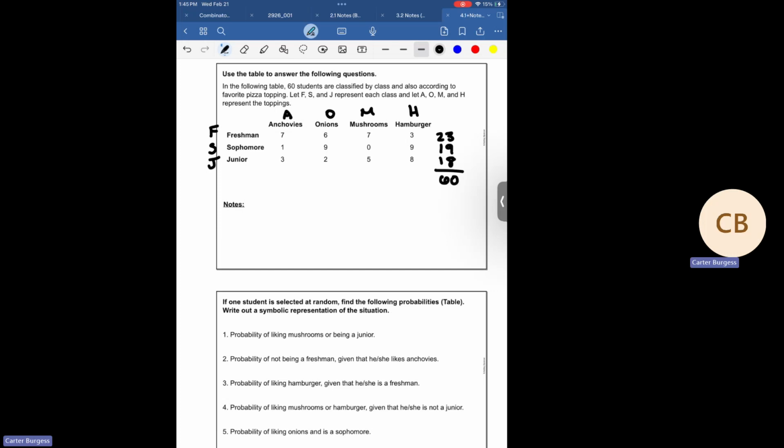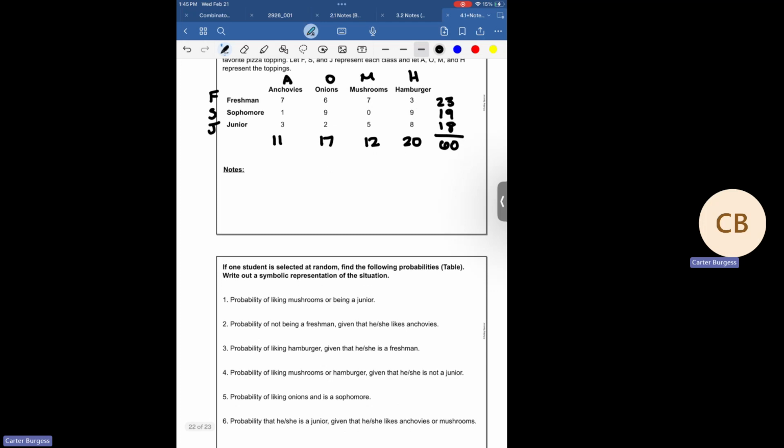Okay. How many total people liked anchovies? 11 people liked anchovies. How many people liked onions? 17. How many liked mushrooms? And then how many liked hamburger? 20. Very good. Which should also total up to be 60. Okay, so we're trying to first write in terms of our set notation and then actually calculate the probability of liking mushrooms or being a junior. So how would I write in my set notation the probability of liking mushrooms or being a junior?